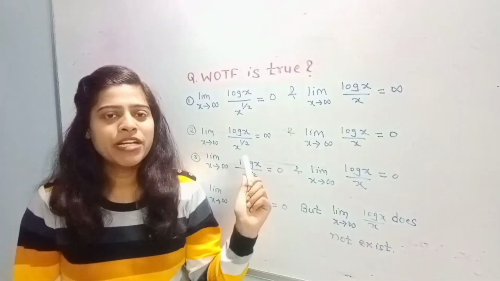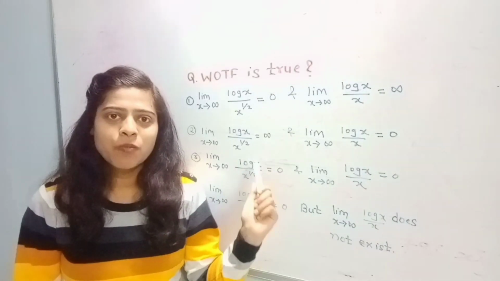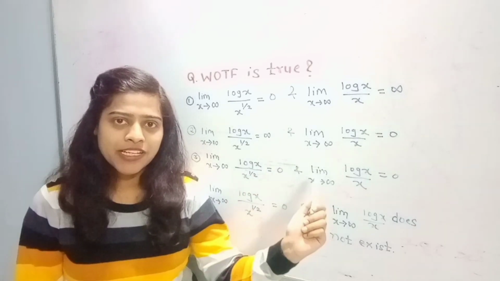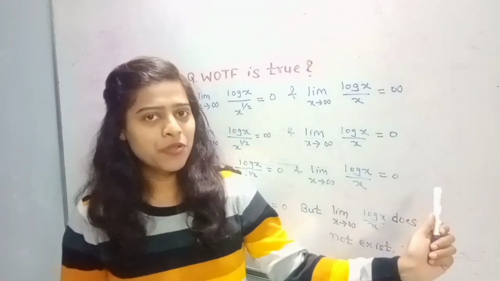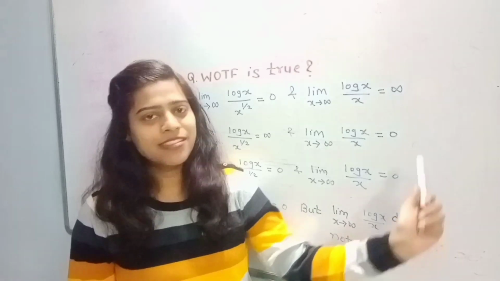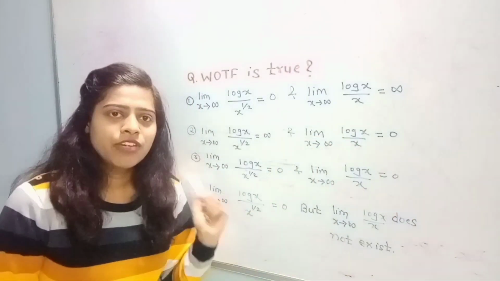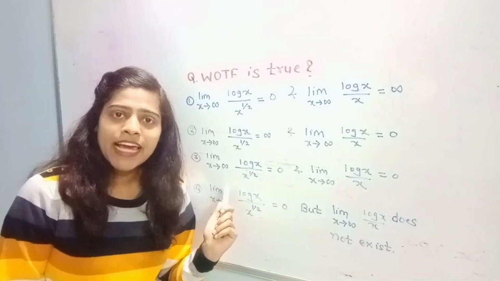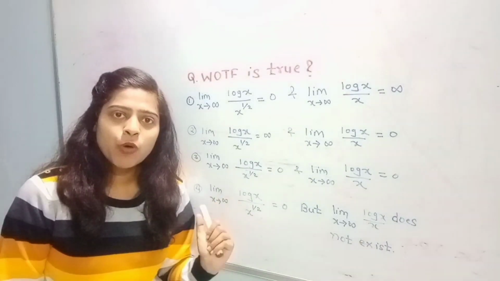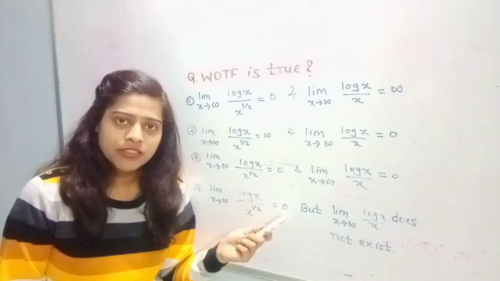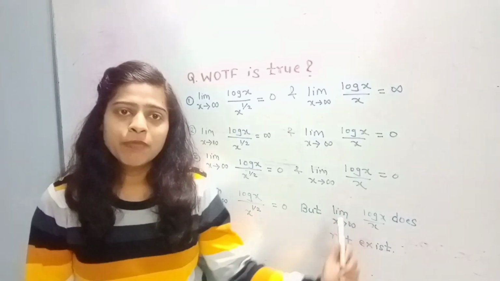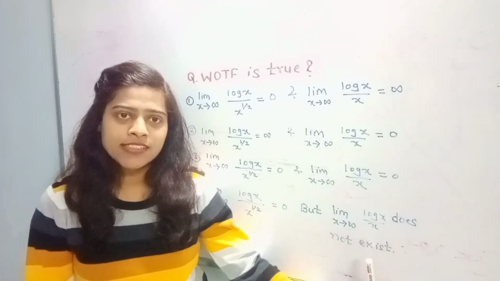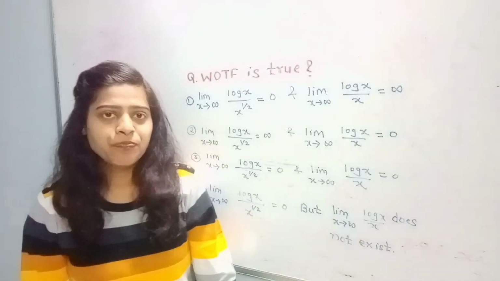Option 3 is limit x tends to infinity log x upon x raised to 1 by 2 is equal to 0 and limit x tends to infinity log x upon x is equal to 0. And lastly we have option 4: limit x tends to infinity log x upon x raised to 1 by 2 is equal to 0 but limit x tends to infinity log x upon x does not exist.